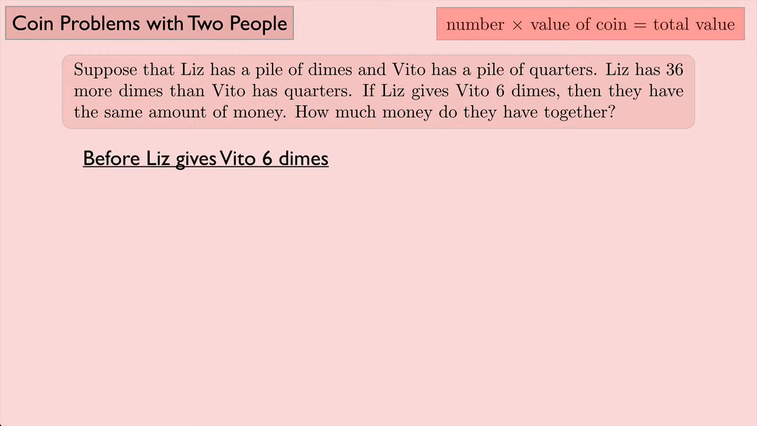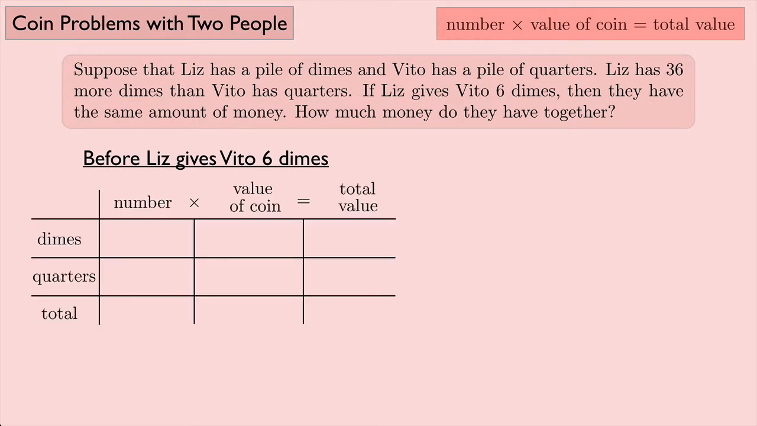First we'll look at before Liz gives Vito 6 dimes. So we're going to ignore the part where it says Liz gives Vito 6 dimes and they have the same amount of money. We'll deal with that later. First, we're just going to look at where Liz has 36 more dimes than Vito has quarters. And to do that, we're going to use the chart that we've used before.